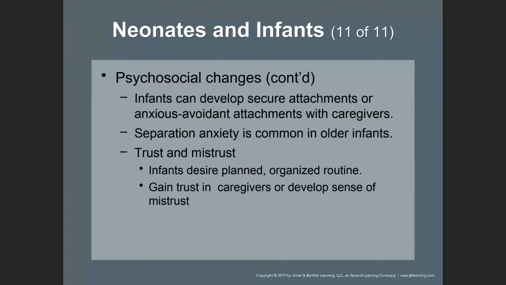Infants can develop secure attachment or anxious avoidant attachment with caregivers. They can have separation anxiety, trust and mistrust. Infants desire a planned, organized routine, and gain trust in caregivers, or develop a sense of mistrust. So it's either they're going to trust who is taking care of them or they won't. And it's something that will develop over time based on routine interactions.